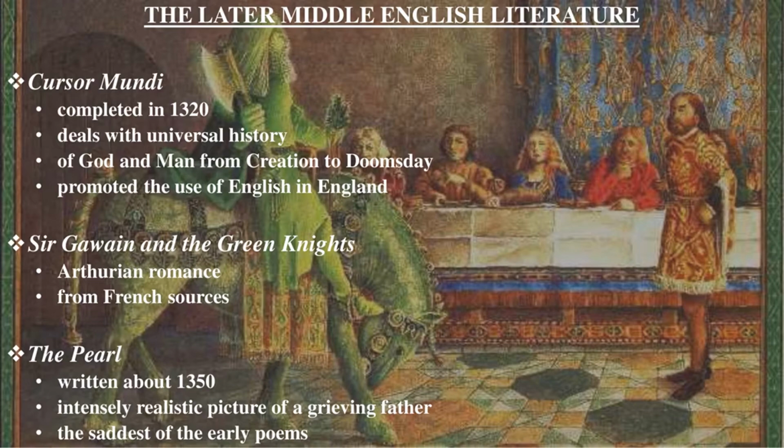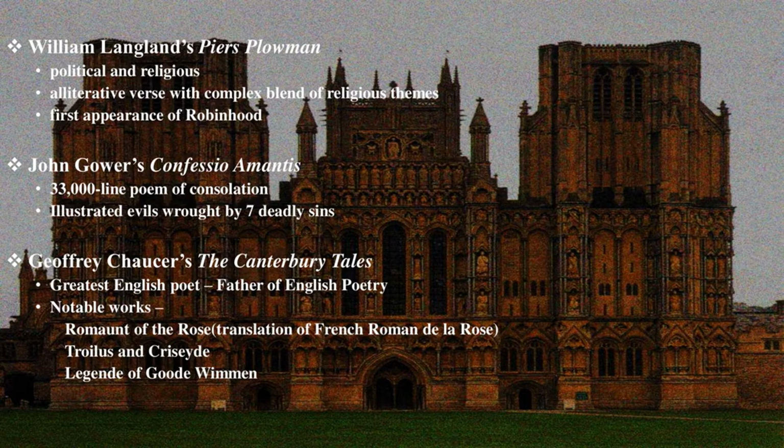Another prominent work is William Langland's political and religious Piers Plowman. This is an alliterative verse with a complex blend of religious themes. Also, the first evidence of Robin Hood tales is said to be found in this work. For centuries, literature has been busy pleasing the upper classes, but here is the work, at last, which appealed directly to the common people. This yielded a huge success for the work.